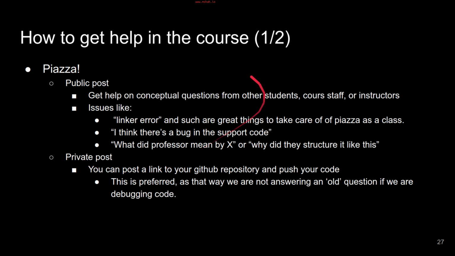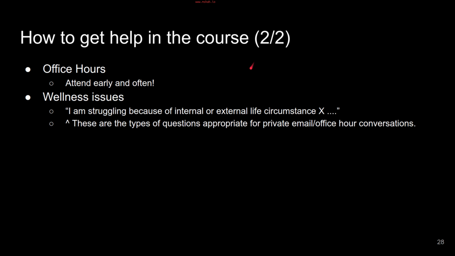Okay, so here's just some examples of how to use Piazza. If you have some linker error or a bug that you can't debug, posting those things on Piazza with a link to your repo or something like, what did professor mean by X? Why did they structure the code like this? Those kind of questions are all good Piazza questions to ask, okay? And then you can do that publicly or privately, okay?